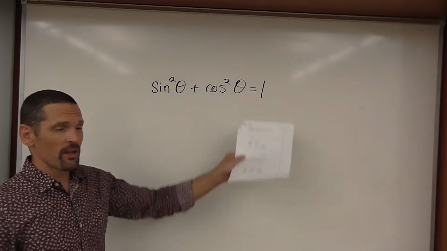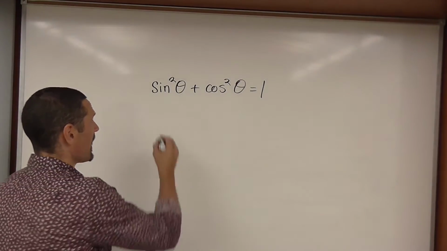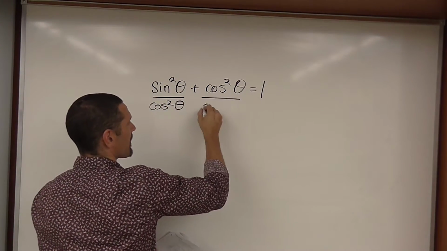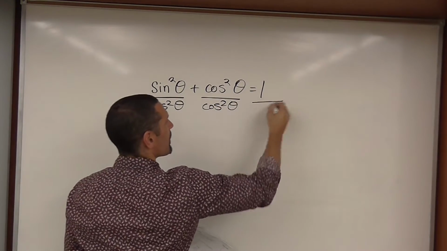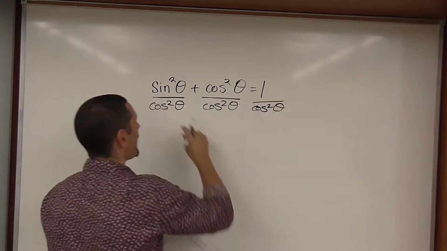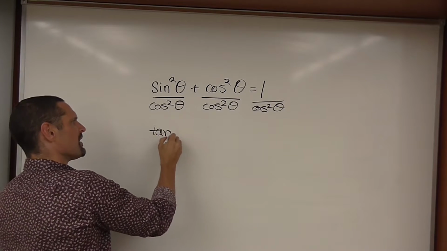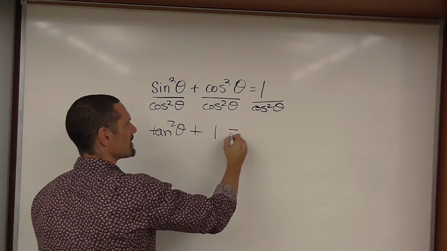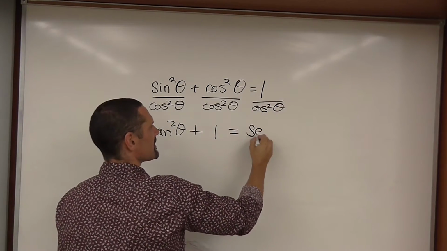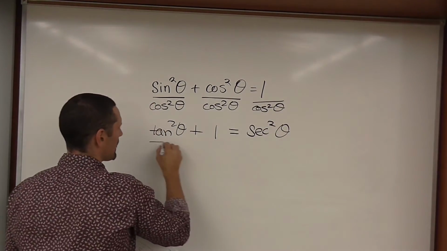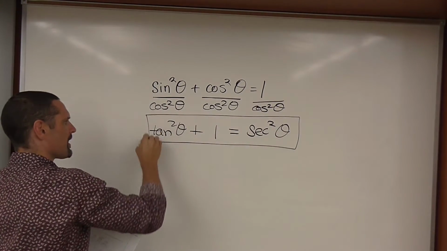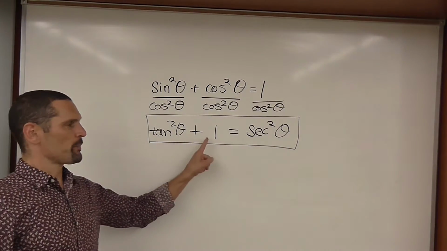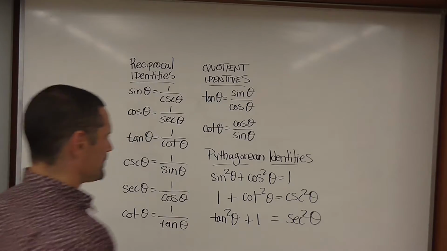Similarly, if I take my first Pythagorean identity and I divide each and every term by cosine squared theta, I wind up with tangent squared theta, that's sine over cosine, plus 1 is equal to 1 over cosine, which is secant, but we're squaring it now. And here is another Pythagorean identity: tangent squared theta plus 1 equals secant squared theta.